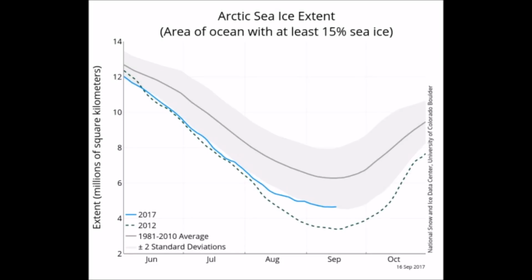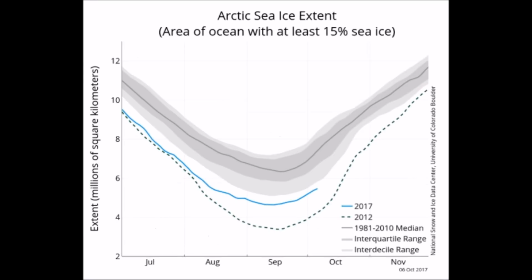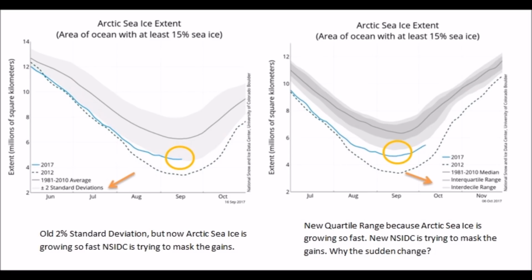Good afternoon, everyone. National Snow and Ice Data Center, otherwise known as NSIDC, Arctic sea ice extent. Notice the bottom: 2 standard deviations. Now, the sea ice this year is increasing by incredible amounts. So what did they do? On the right side, they changed it to interquartile range and interdecile range to make it still appear as if it's below normal ice coverage. Let's put the two together and take a look at what this is.